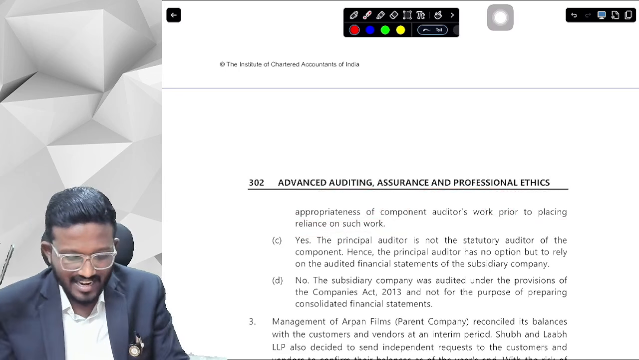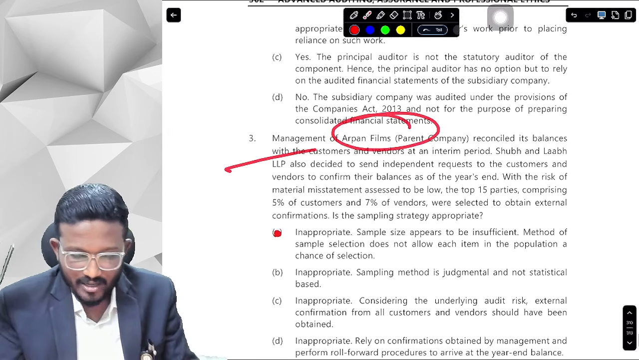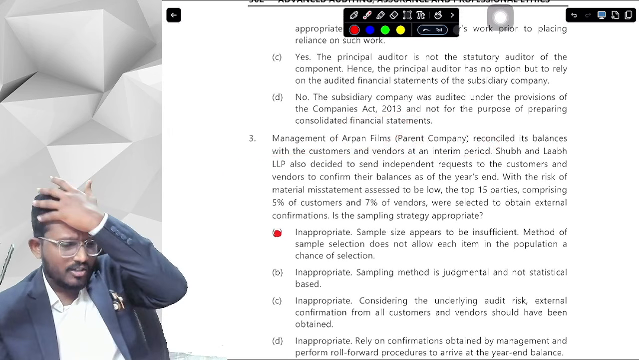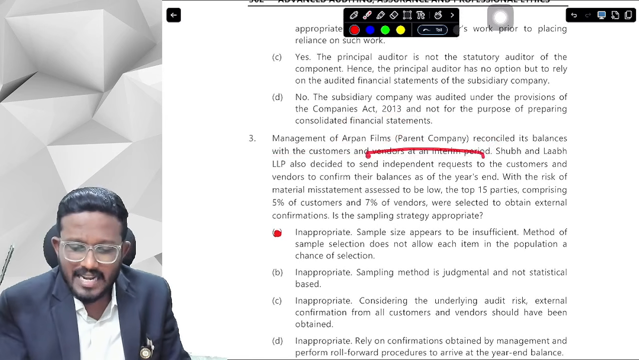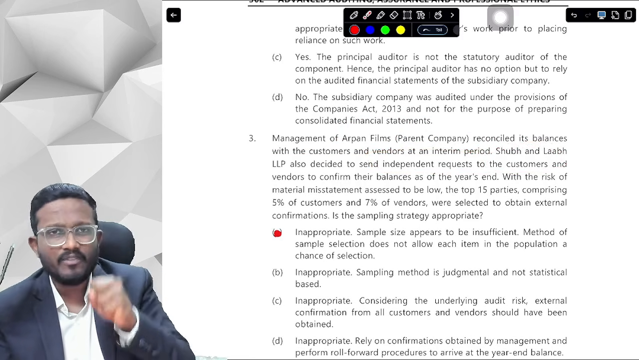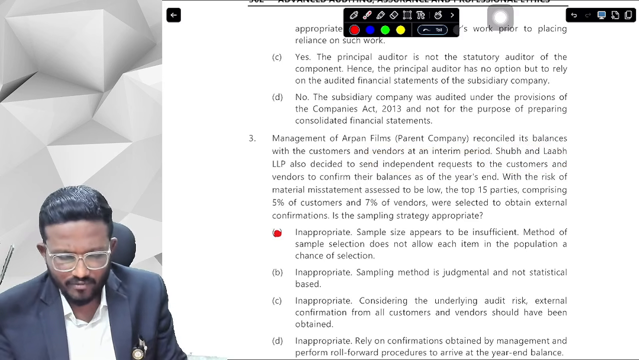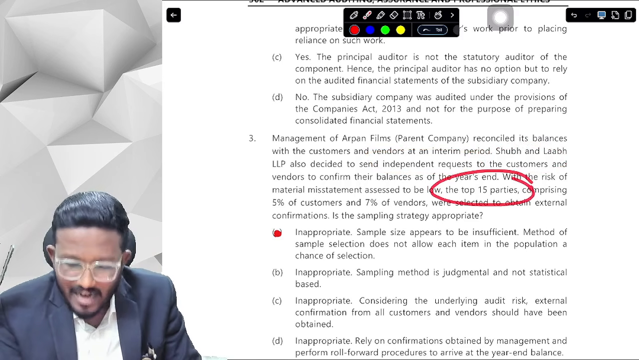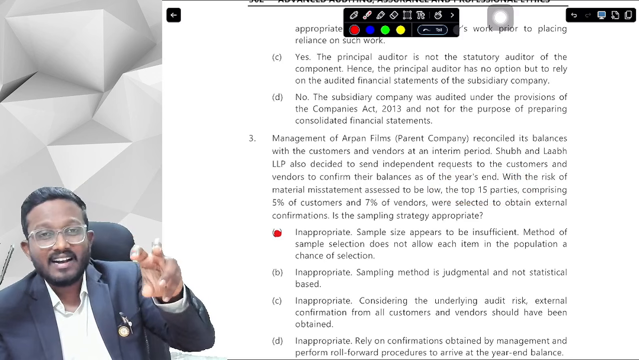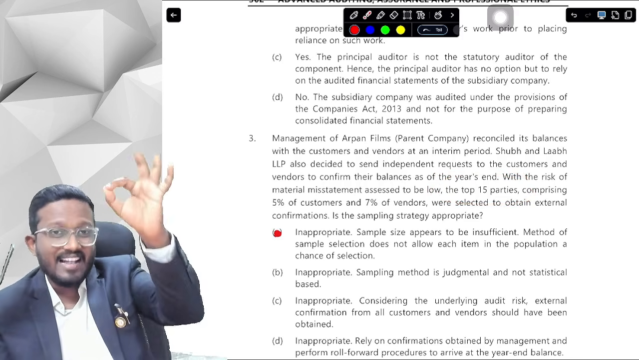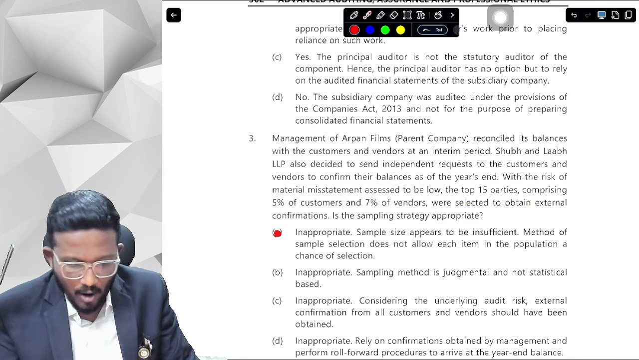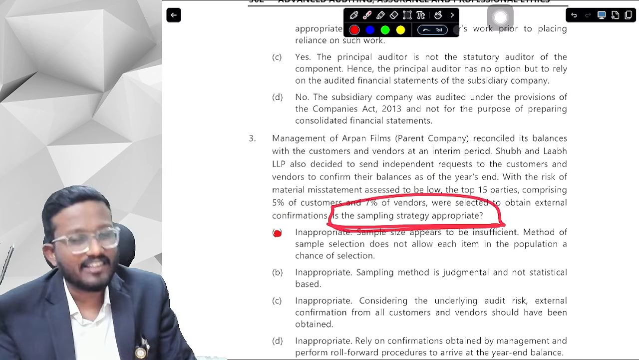Okay, yes sir. Next, what is it, sir? The management of Arpan Films, the parent company, has reconciled the balances with its customers and vendors at the interim period. So Shubham Lal company has decided to send independent requests to customers and vendors to confirm the balances. So we are going to send external confirmations. To how many customers and vendors are we going to send the confirmation? We are sending the customer confirmation to the top 15 parties, and these top 15 parties constitute 5% of customers and 7% of vendors.